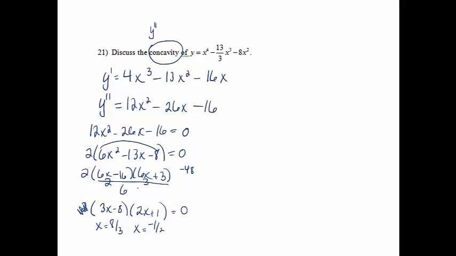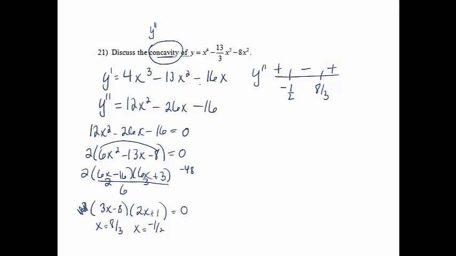Okay, we're still not ready to discuss the concavity because we do need to do a y double prime chart. Please notice that I'm calling this y double prime instead of f because there's no f in this problem. So I'll put negative 1/2 and 8/3 on my number line. And then if I test negative 1 into my second derivative, I will get a positive answer. If I test 0 into the second derivative, I will get a negative answer. And if I test 5 into the second derivative, I will get a positive answer.